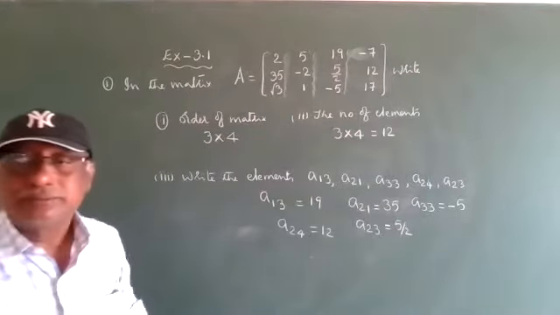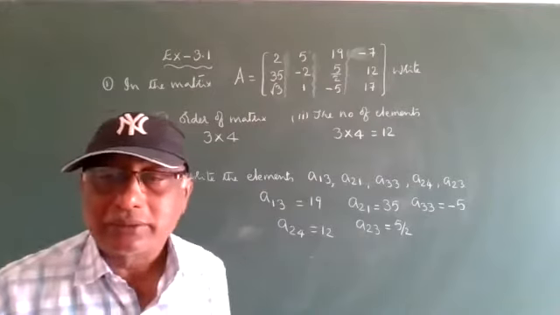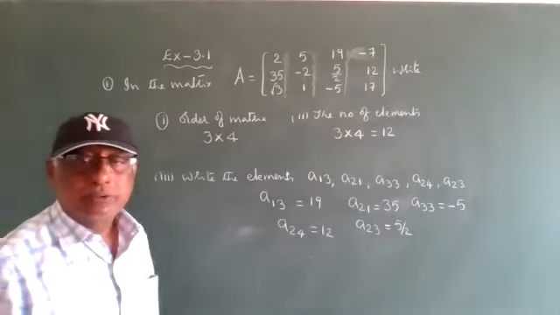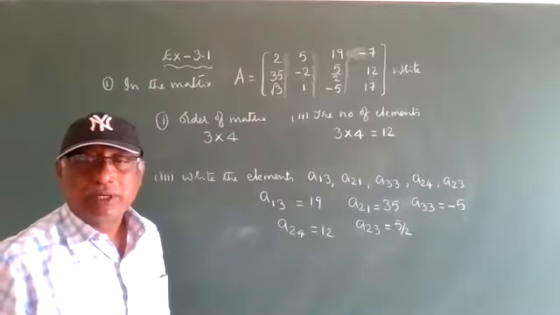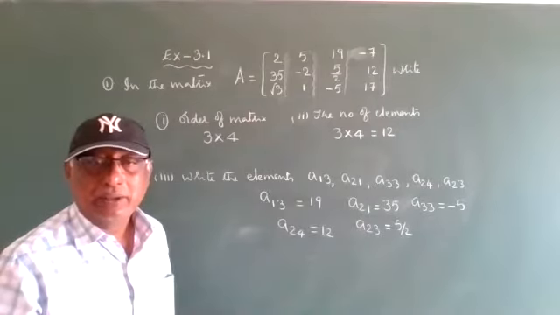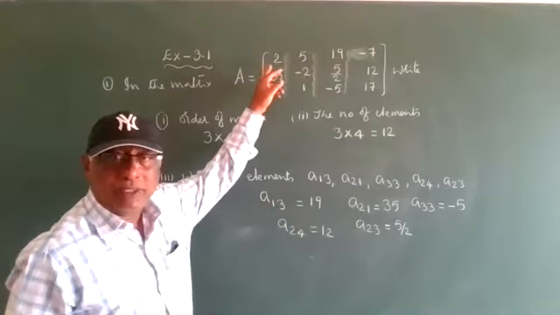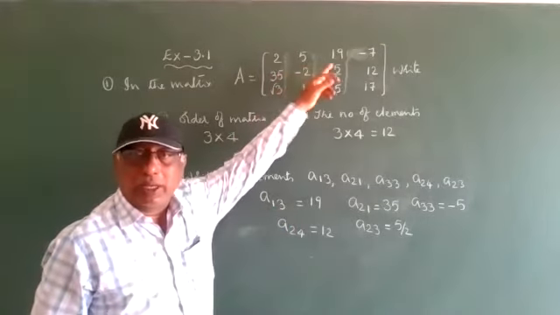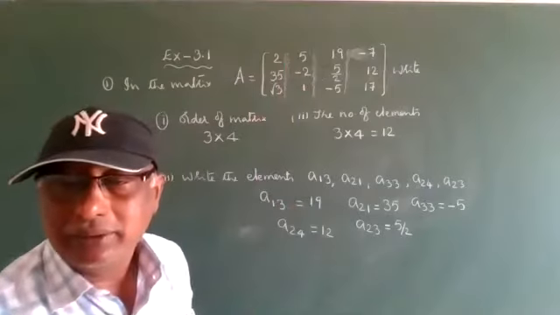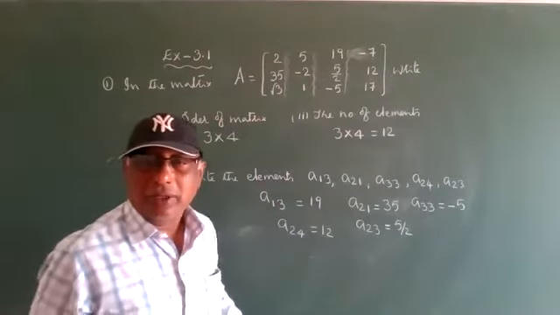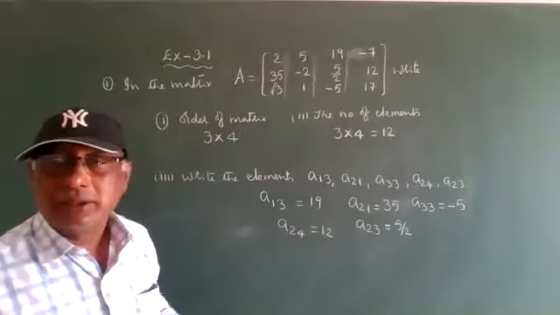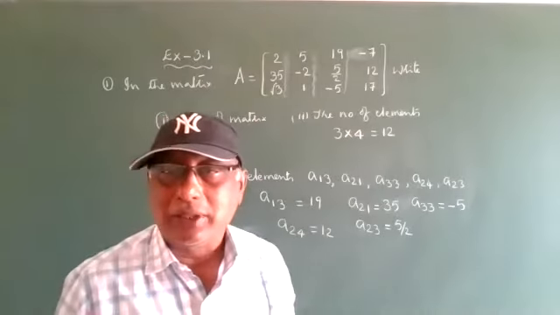Is it clear? Anyone have a doubt? First line, third element. Second line, first element. First line, 1, 2, 3, third element is 19. Yes, sir. Clear. Okay. Next members, you have to tell me.